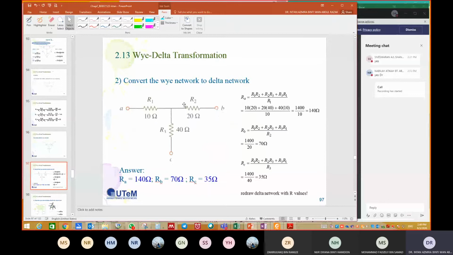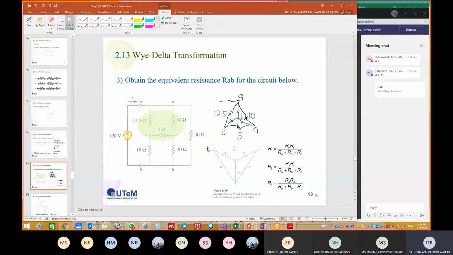Convert the Y network to delta. This is Y, and then you have to convert it to delta. Let's go to this example. We have this circuit. The question is to obtain the equivalent resistance RAB. How to find RAB or R total of this circuit.